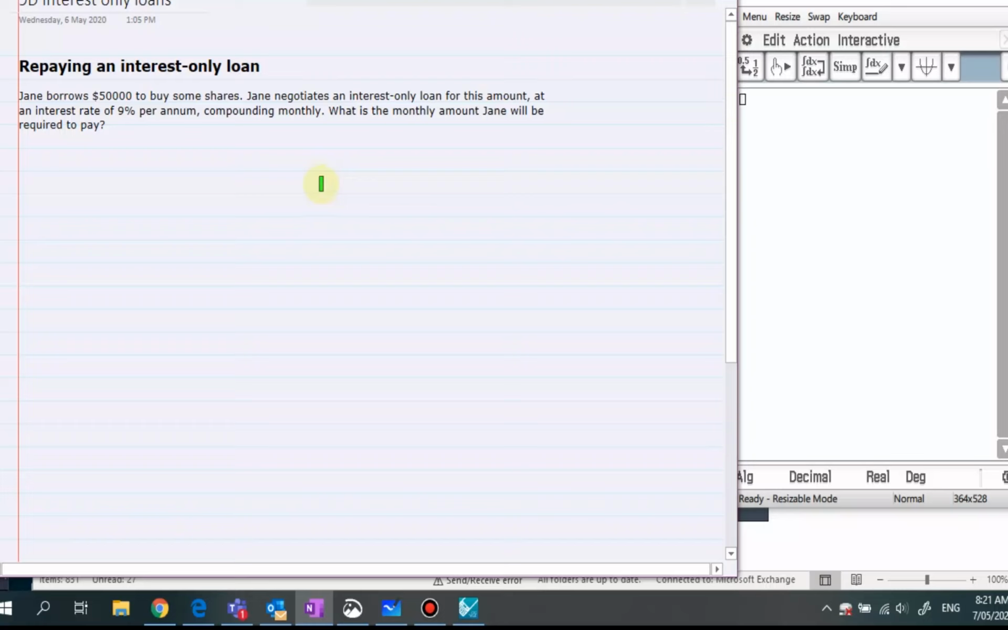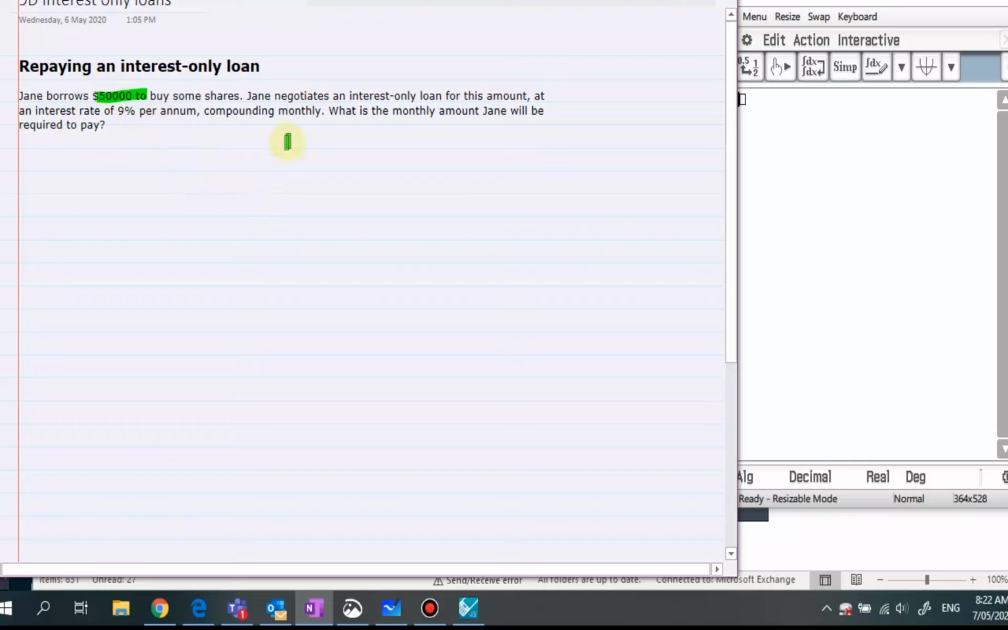The reason for these loans might be things like, in this one it says they're buying some shares, you might be buying a property. And the reason you have that is often the shares or property will increase in value. If Jane in this instance borrows $50,000 for shares, she might anticipate that those shares are going to rise to, who knows, $60,000 after a couple of years. So she can pay back the $50,000 but still have $10,000 left over.